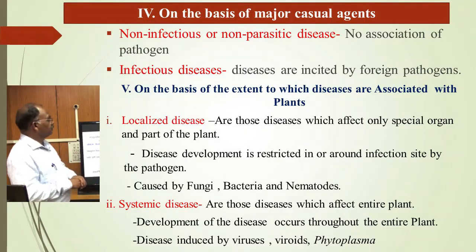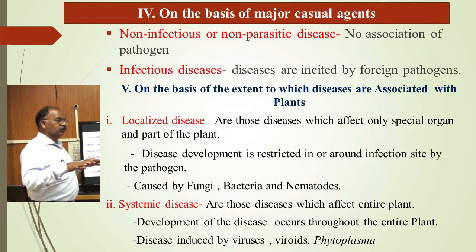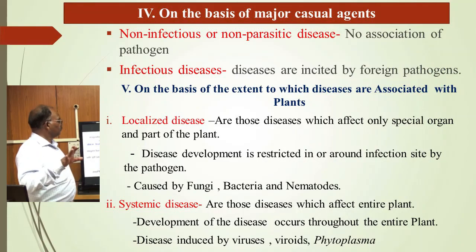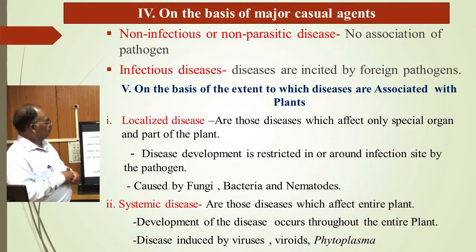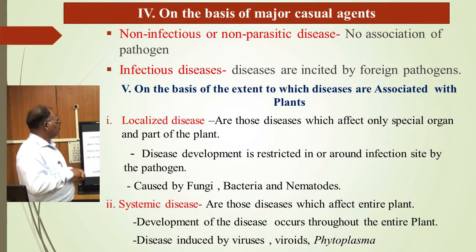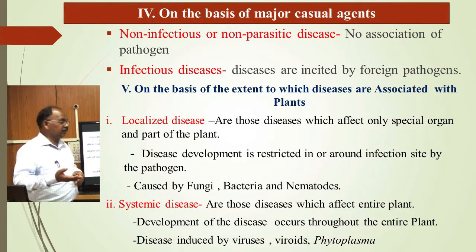On the basis of major causal agents, there are non-infectious or non-parasitic diseases, where there is no association of a pathogen, and infectious diseases, which are caused by foreign pathogens, where there is association of a pathogen. On the basis of extent to which diseases are associated with plants, there are localized diseases and systemic diseases.